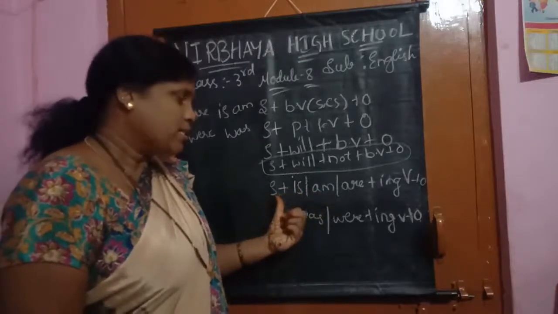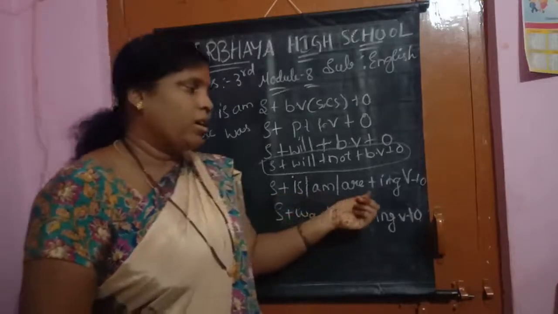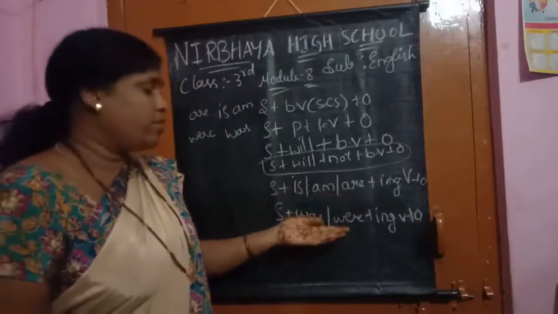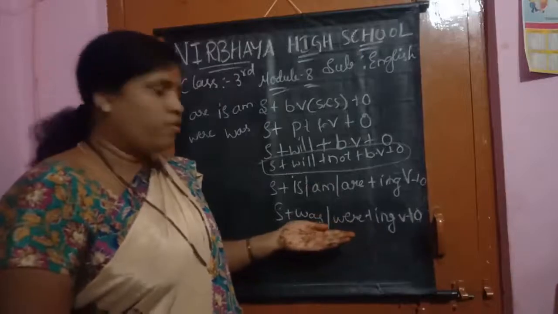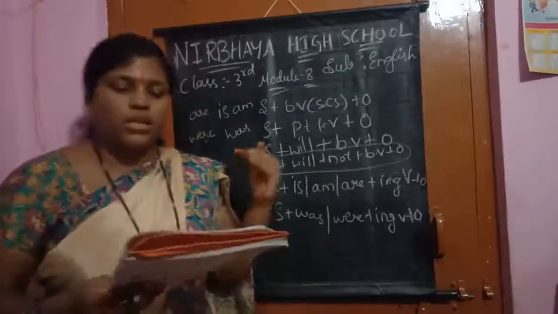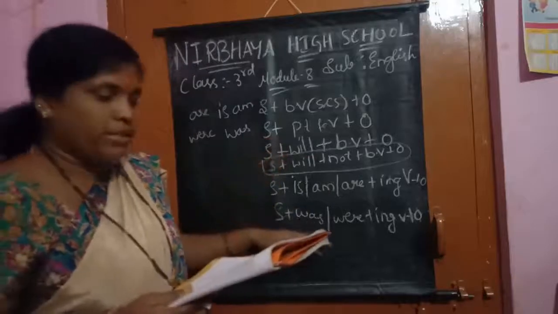What is the rule? Subject plus am, is or are plus the ing form of the verb. It is the same, but here in the auxiliary verb we will change to was and were. Was for singular, were for plural forms of the noun. Understood, children? This is about the past continuous tense.